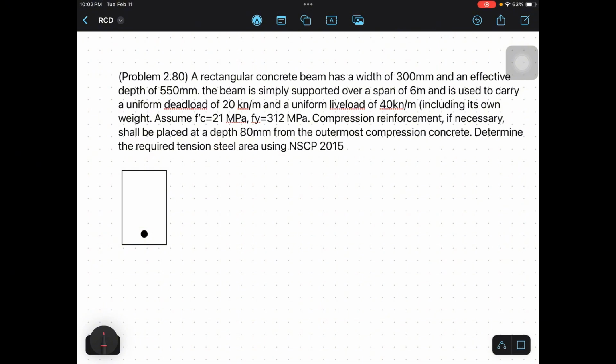Okay. So for this problem, we have a base width of 300 mm, and then our effective depth is 550 mm. The beam is simply supported throughout its span of 6 meters, carrying a dead load and live load throughout its span. So, the whole 6 meter span has distributed loadings.